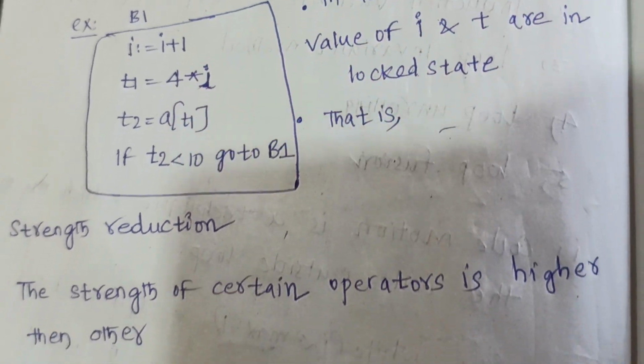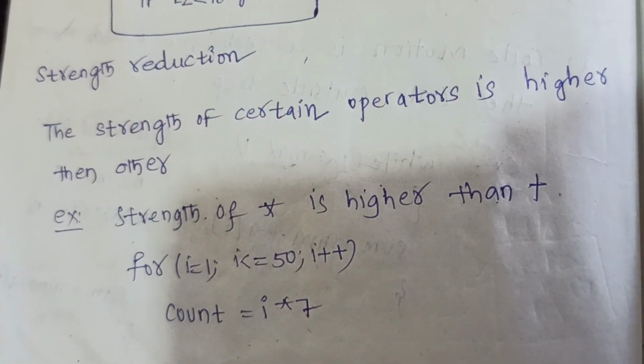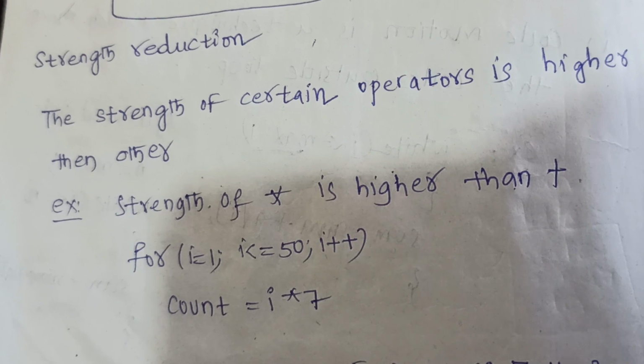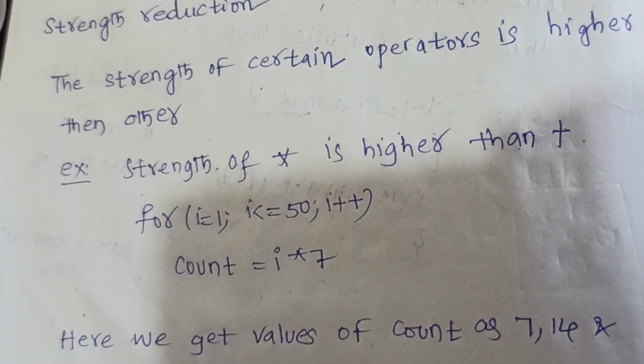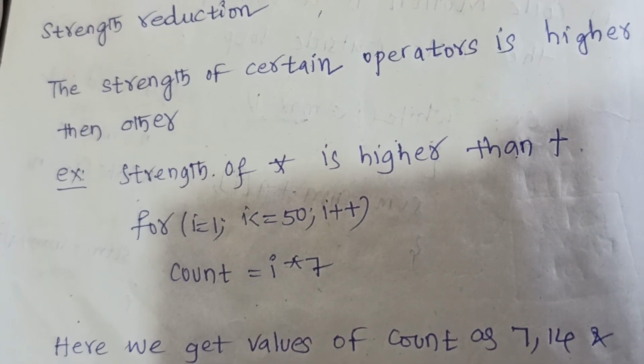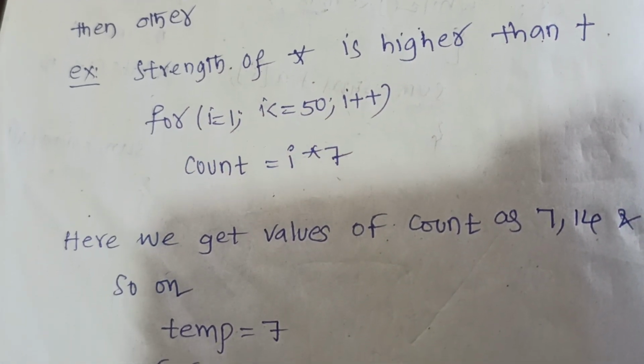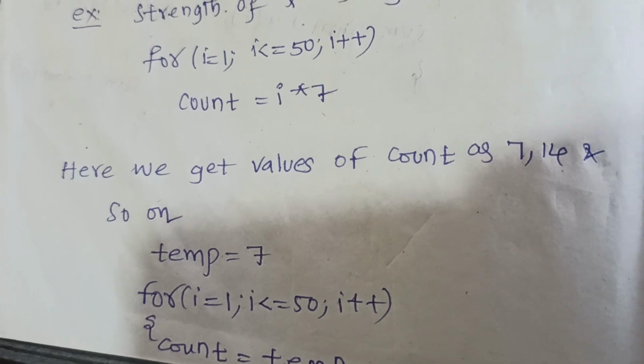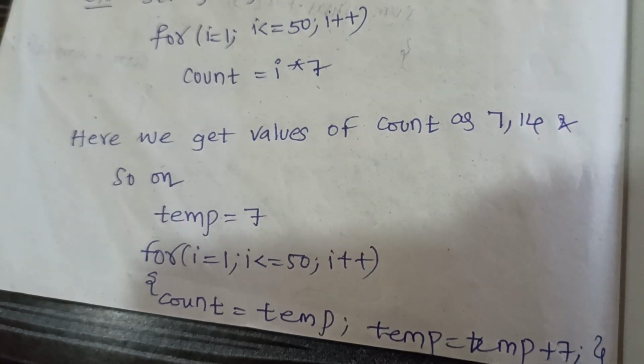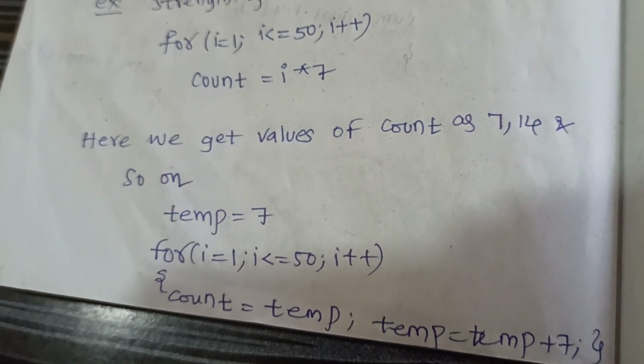Next one is strength reduction. The strength of certain operators is higher than others. Strength of * is higher than +. For example, here a for loop is taken and we are taking the count variable equal to i * 7. So we get values like 7 and 14 and so on.